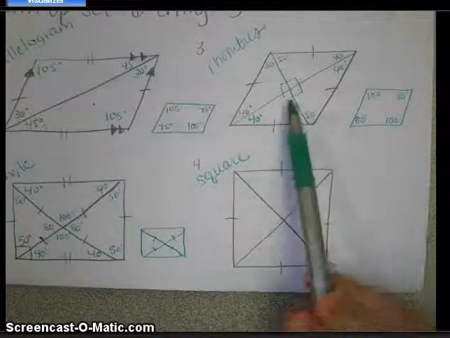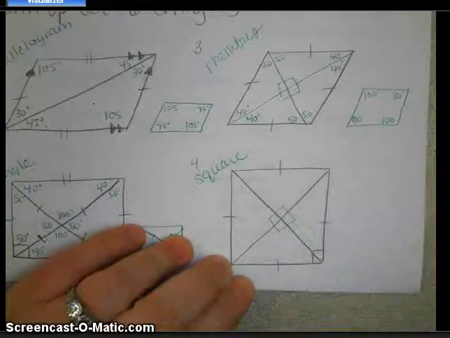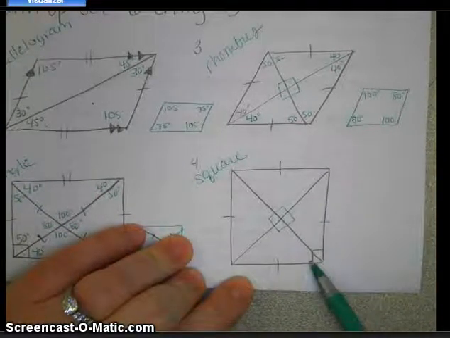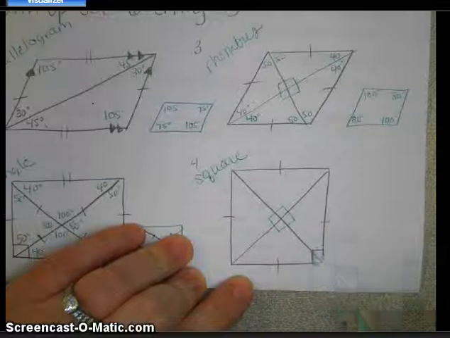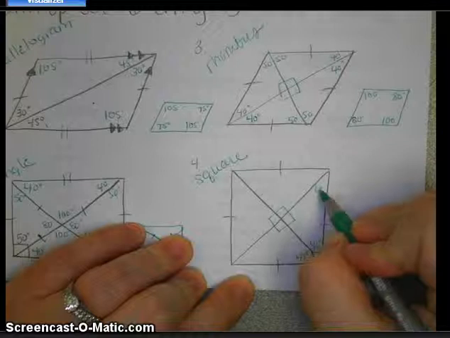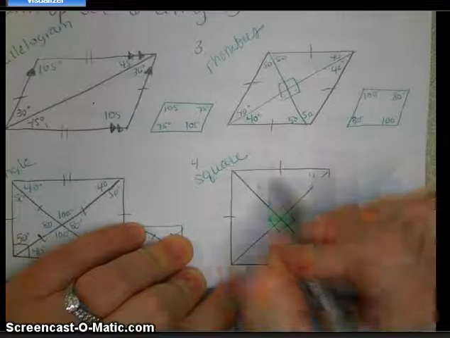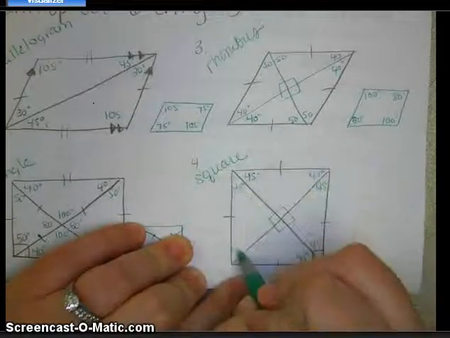So I can take my central angles first. I know that my central angles are 90 degrees. And I know that my corner angles are bisected. So half of 90 is 45 degrees. So all of the square angles will always be the same, no matter how big or small the square is. All of those angles are bisected.